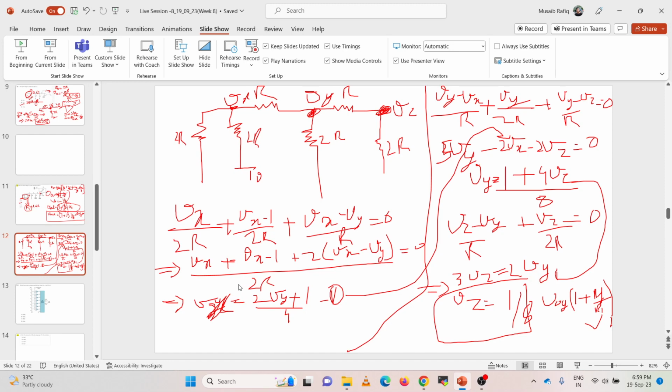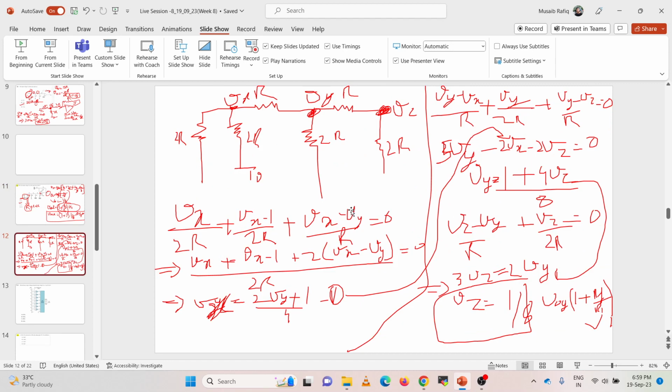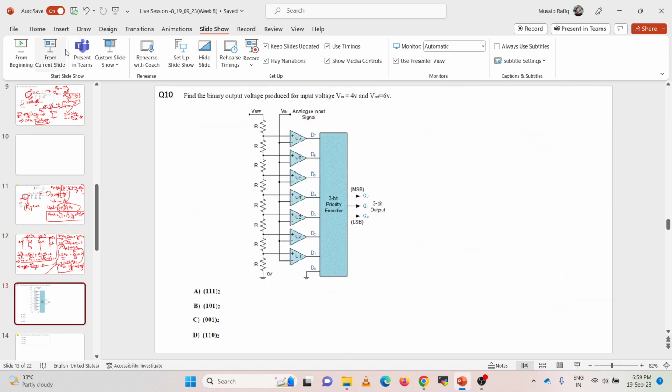Yeah. So this thing I got confused. This was not Vref, this was simply the Vz voltage that you need to figure out. And this thing was simply the nodal analysis. This is pretty simple using the nodal analysis, circuit analysis, and this was directly using the formula. Now we have this question.